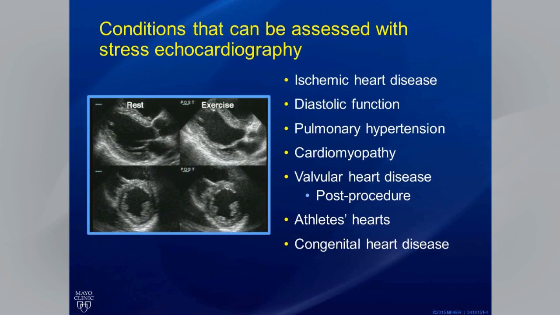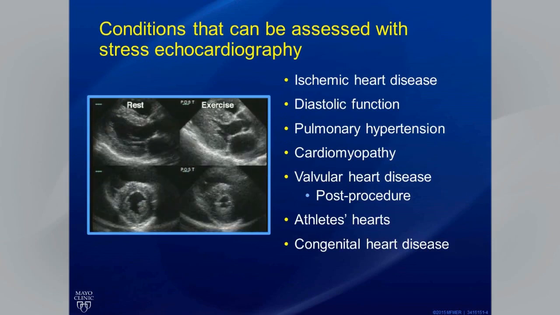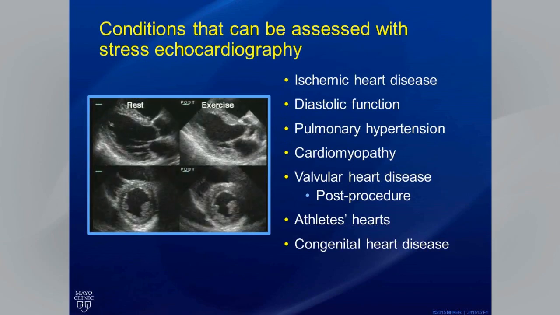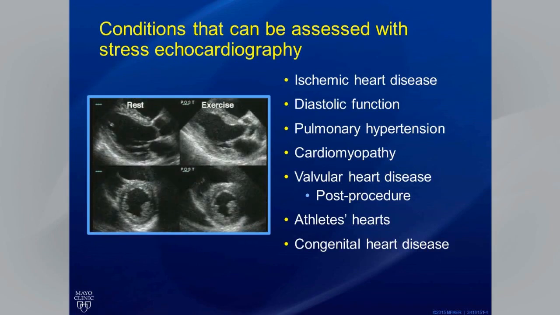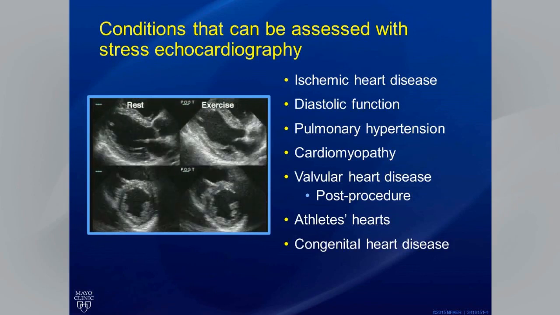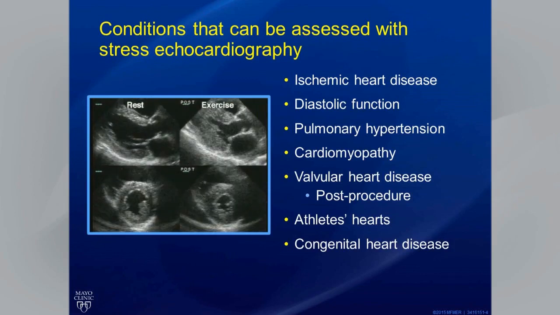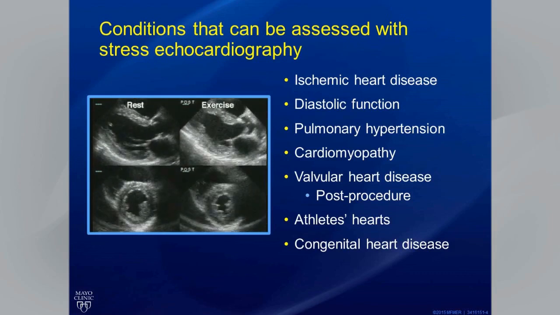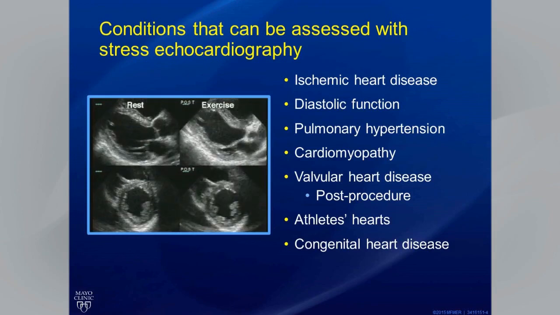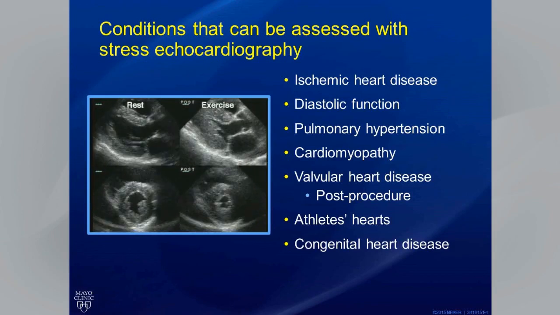This is a list of the various conditions that can be assessed with stress echocardiography. Now, most commonly, we use stress echocardiography to evaluate patients with known or suspected ischemic heart disease. In this circumstance, we are looking for new or worsening regional wall motion abnormalities with stress, and stress echocardiography has been shown to be more accurate than the exercise electrocardiogram.